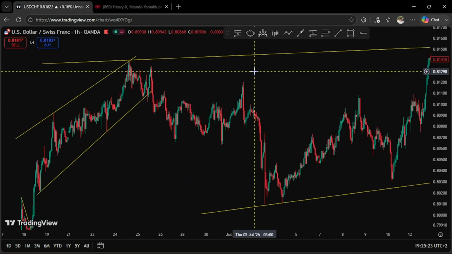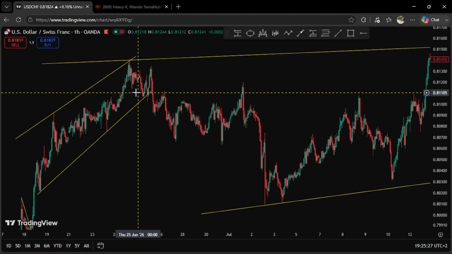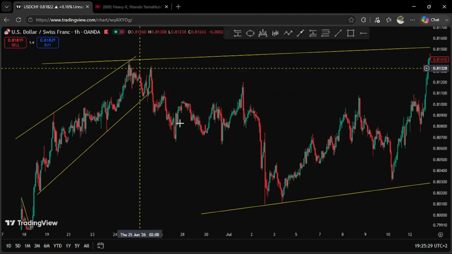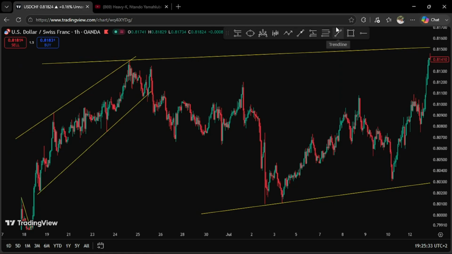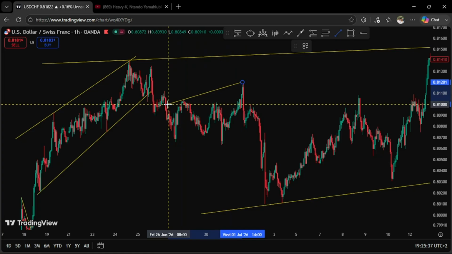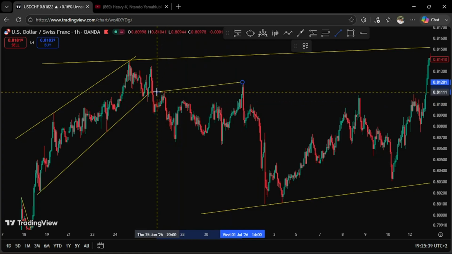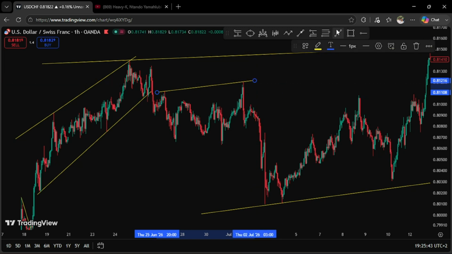So you see this. Let me do this. Okay. You see, this categorizes an impulse and then a correction and then an impulse. But now you have to break it down. You could say either here or here.